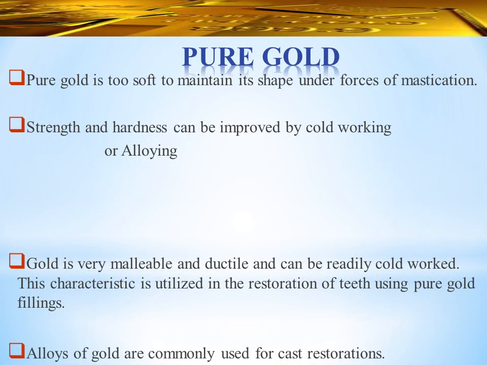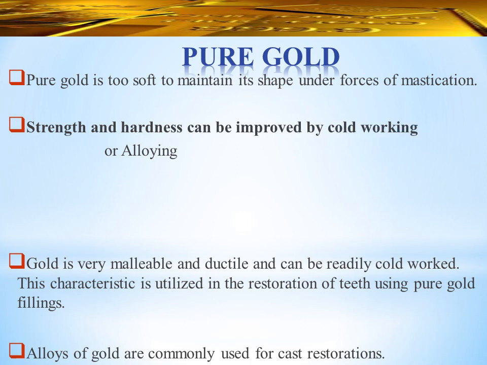Now let's look at pure gold. Pure gold is too soft to maintain its shape under the forces of mastication. However, this can be overcome by two ways, by either cold working or simply alloying it with another metal. So by cold working, basically, as we studied in the previous lecture, cold working is the plastic deformation or shaping of a metal at room temperature. So because gold is very malleable and ductile, it can be readily cold worked, and we can use this characteristic in the restoration of teeth using pure gold fillings.